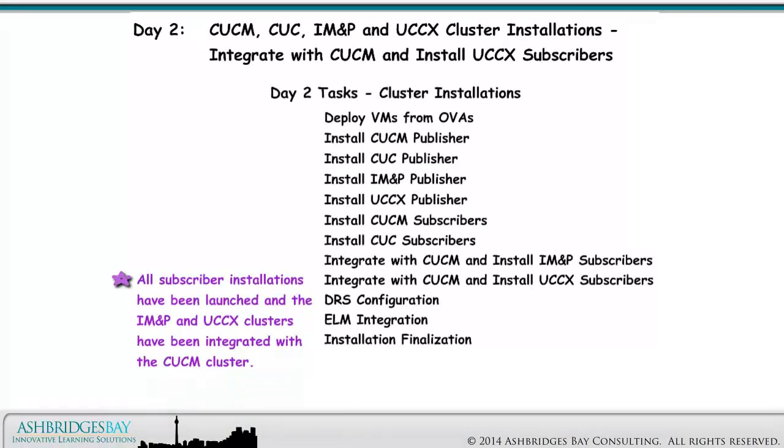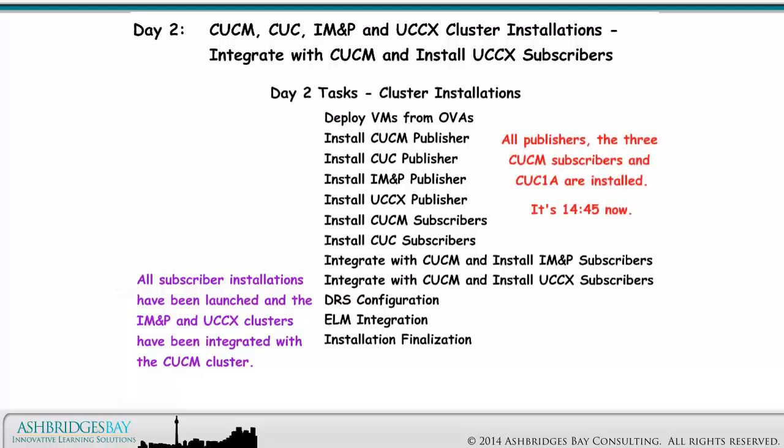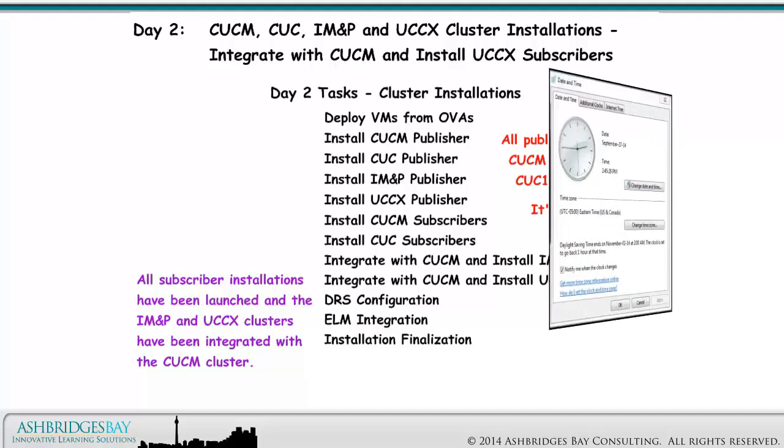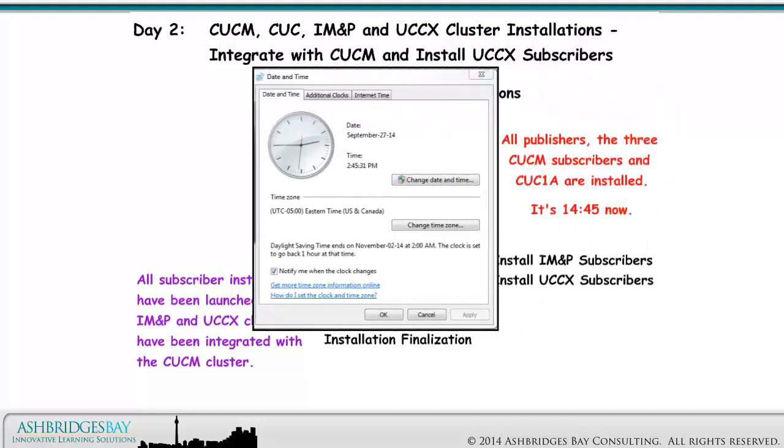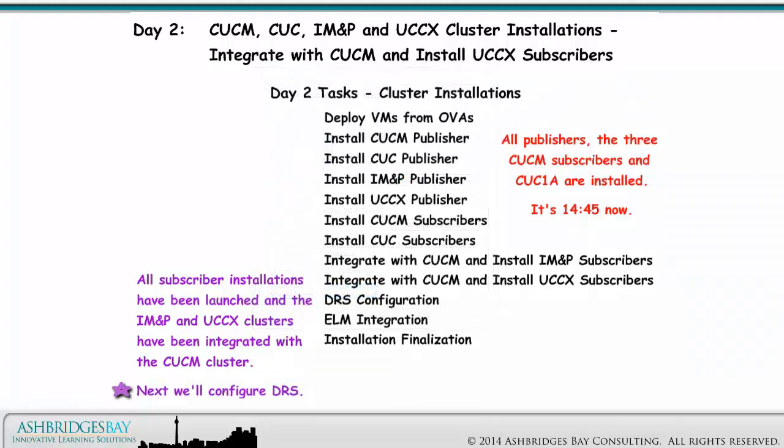All subscriber installations have been launched, and the IM&P and UCCX clusters have been integrated with the CUCM cluster. All publishers, the 3 CUCM subscribers, and CUC1A are installed. It's 14:45 now. Next, we'll configure DRS.